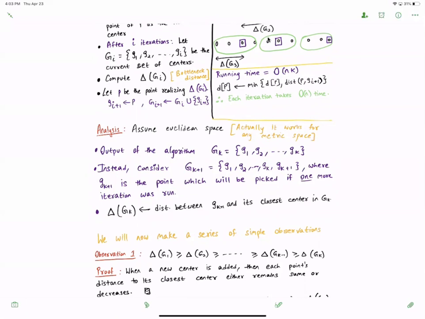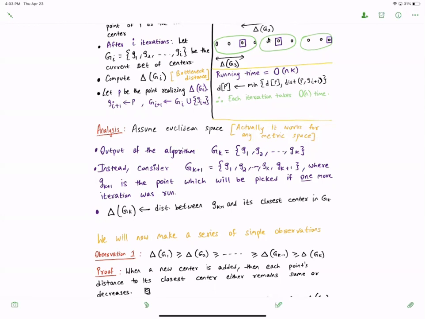It's very simple, because whenever a new center is added, each point either stays with its current center or it chooses the new center, right? Why will it choose a new center? Only if its distance to that new center is closer, right? So with each iteration, every point's distance to its closest center either remains the same or it decreases, right?